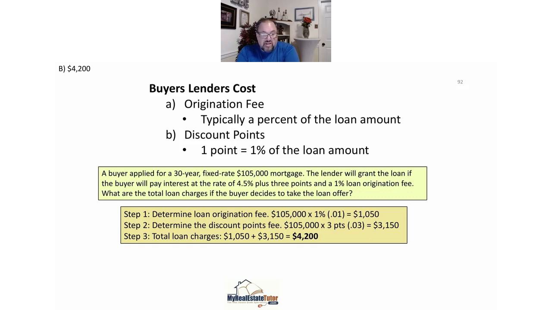So the origination fee is strictly 1%, 0.01 times the loan amount. That's $1,050. Discount points, remember, for each point, it's 1%. So 1 point, 1%, 2 points, 2%, 3 points, 3%. So it'd be 105,000 times 0.03 for 3 points, $3,150. All you got to do is add them together. So those are going to be the loan charges for this loan. Okay? Very easy.